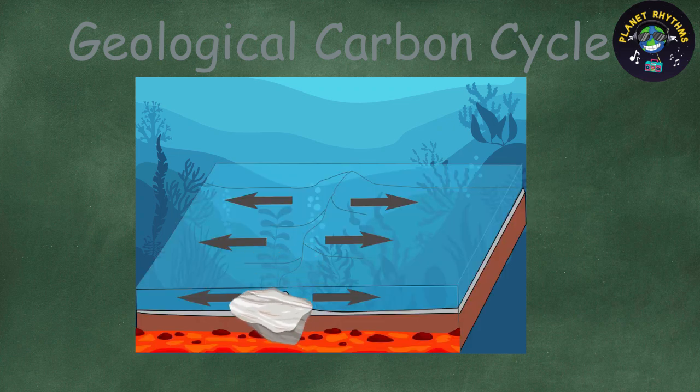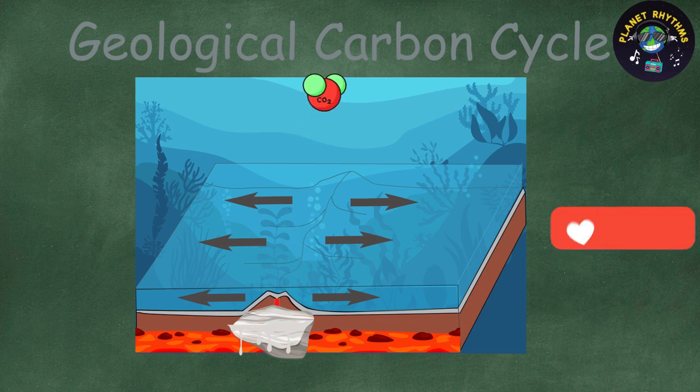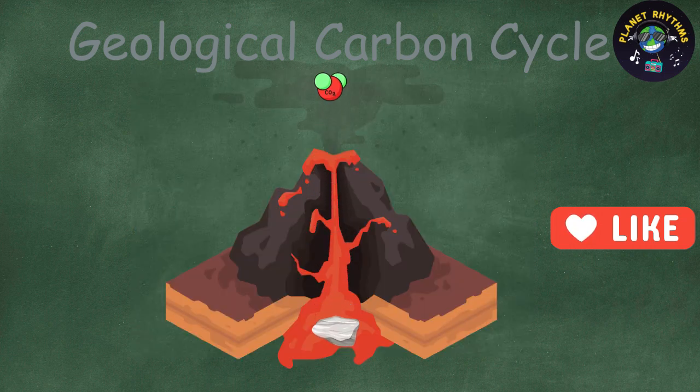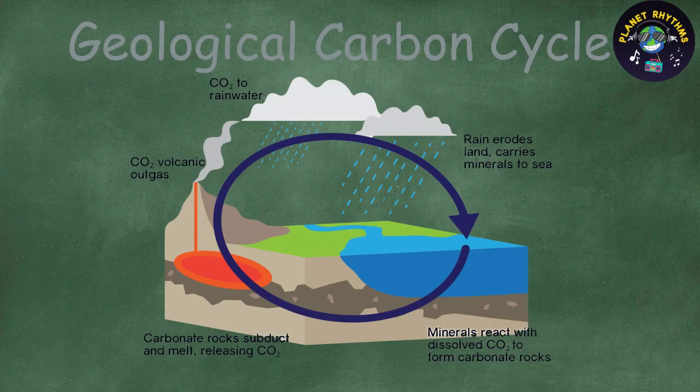The oceanic crust keeps moving, and these rocks may slip into such openings and melt due to the magma. When it melts, the carbon dioxide in these rocks gets released into the atmosphere. These rocks may even find their way through volcanic eruptions and again get released into the atmosphere. This is the geological carbon cycle.